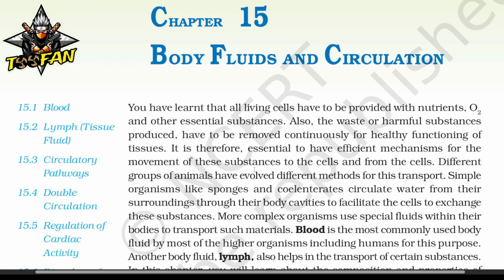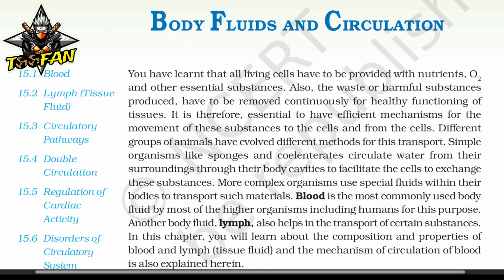It is therefore essential to have an efficient mechanism for the movement of these substances to the cells and from the cells. Different groups of animals have evolved different methods for the transport. Simple organisms like sponges and coelenterates circulate water from their surroundings through their body cavities to facilitate the cells to exchange these substances. More complex organisms use special fluids within their bodies to transport such materials.